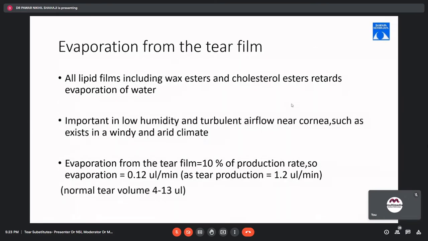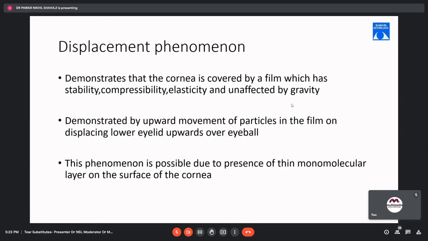Ma'am, it means that as the eyelids blink, the tear film is displaced downward as well as upward, covering the whole cornea. So typically it occurs in the upward movement and more with the movement of the lower lid. That is why he's saying it's unaffected by the gravity. So both the lids have to move, and more so the lower lid. And that's why it says it's unaffected by the gravity.